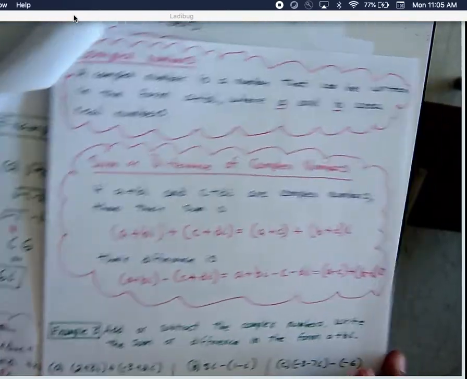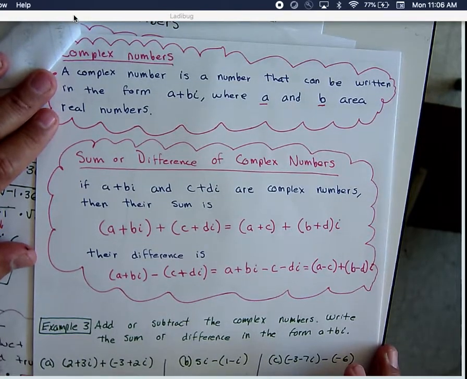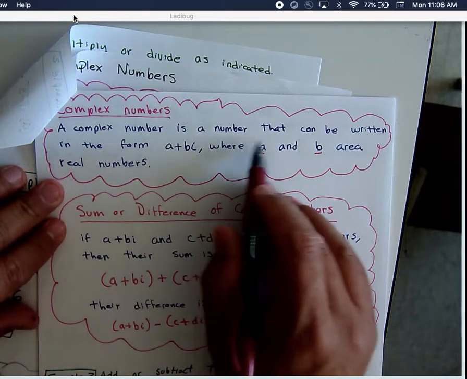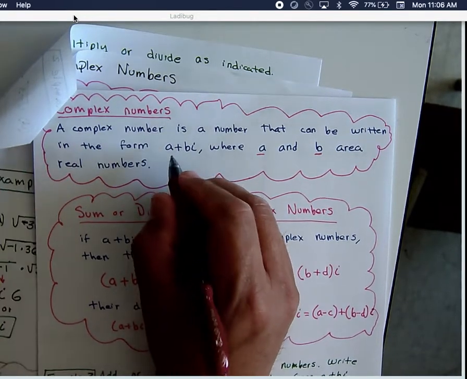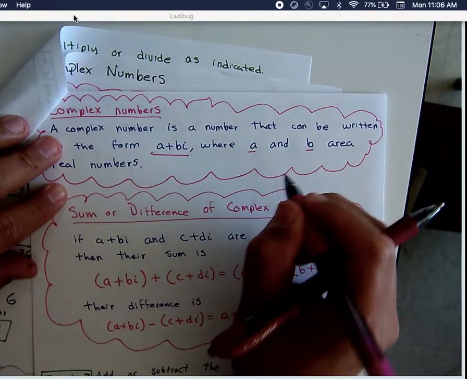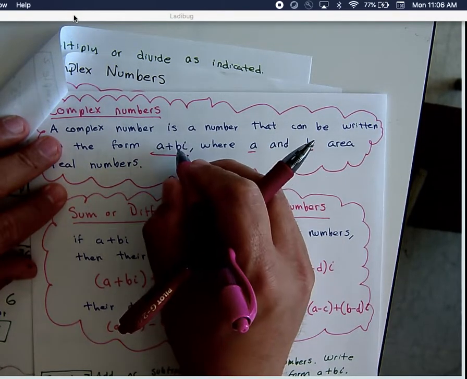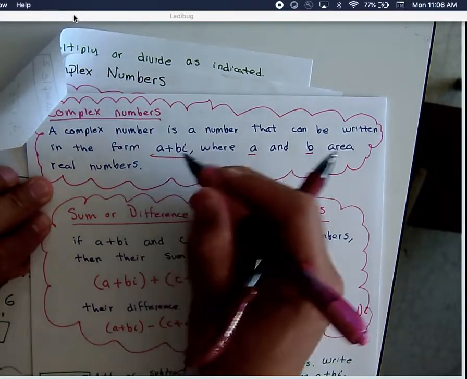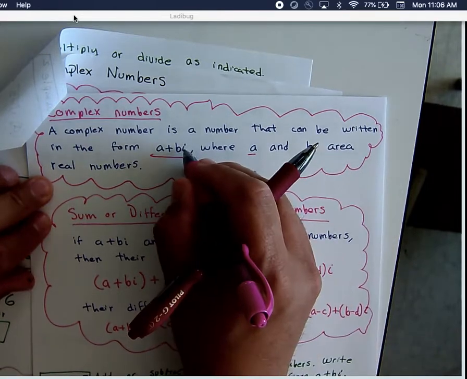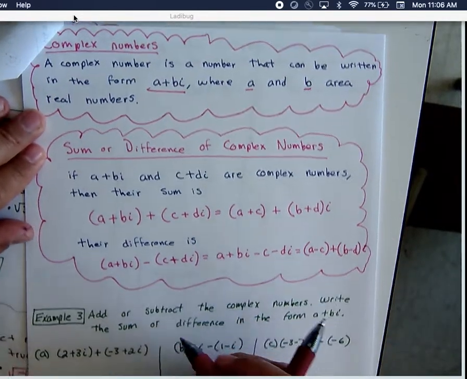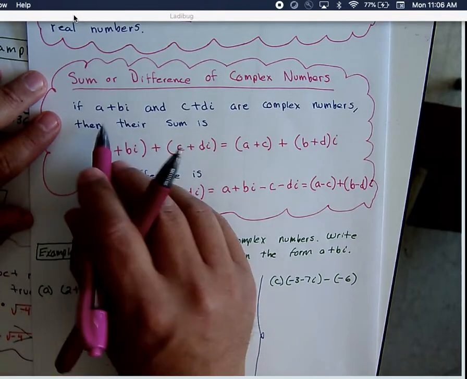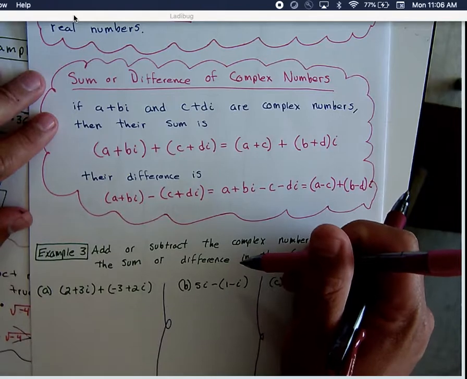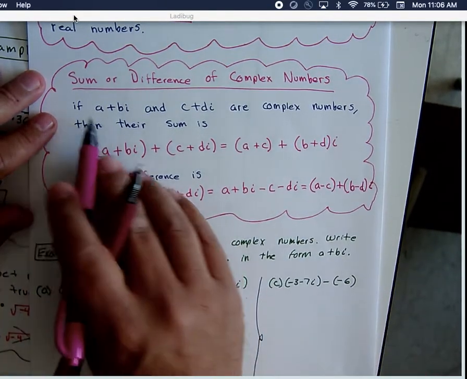So now we're dealing with the actual complex numbers. A complex number is a number that can be written in the form a plus bi. A and b are real numbers, like a 2, any number. And that would be the imaginary part. So this is sums or differences of complex numbers. Now we're adding or subtracting complex numbers.